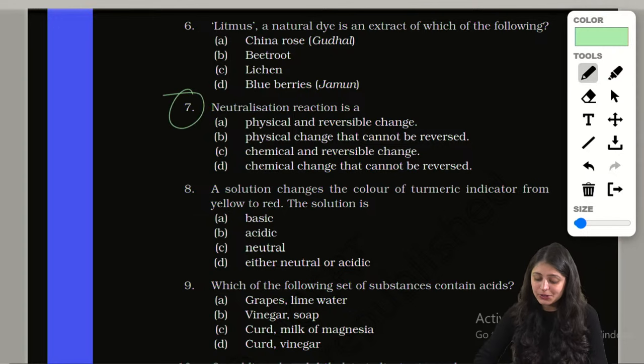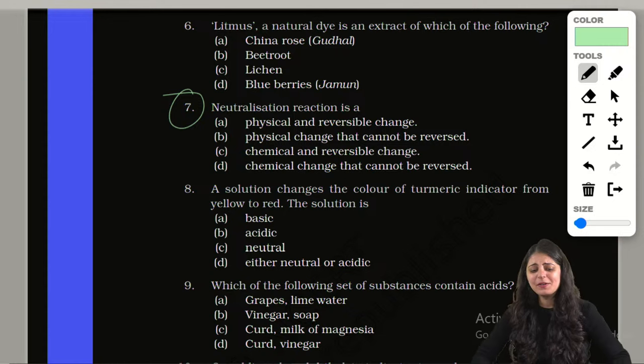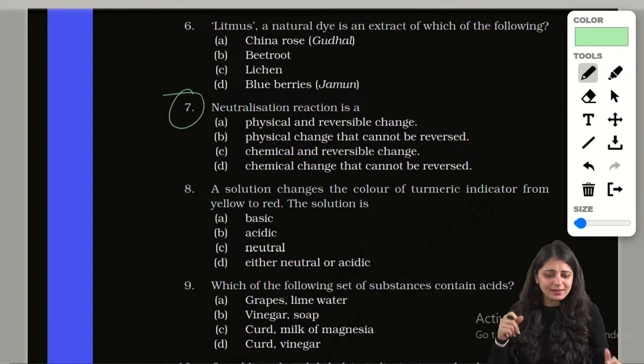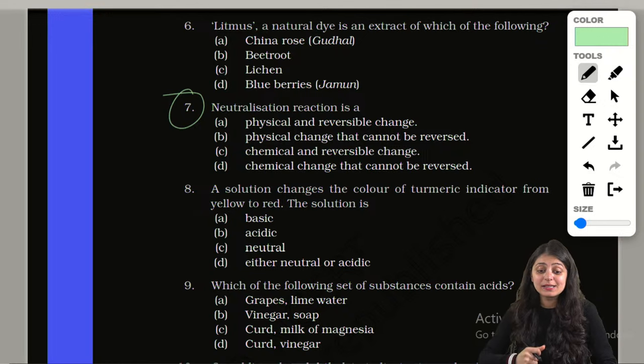Question number 7. Neutralization reaction is the reaction that's happening between an acid and a base. Now, is this a physical or a chemical change, reversible or irreversible change? So, question number 7, what do you think is going to be the correct answer? Bataiye. Rapid fire ki tarah abhi hum kar rahe hain na, so quickly answers hum denge. Let's not focus on shoutouts. Let's focus on getting the answer right as quickly as possible. Question number 7. The best part is everybody is giving the answer in a unanimous manner.